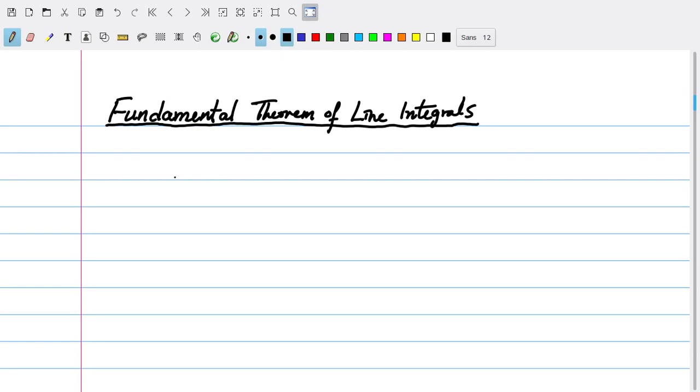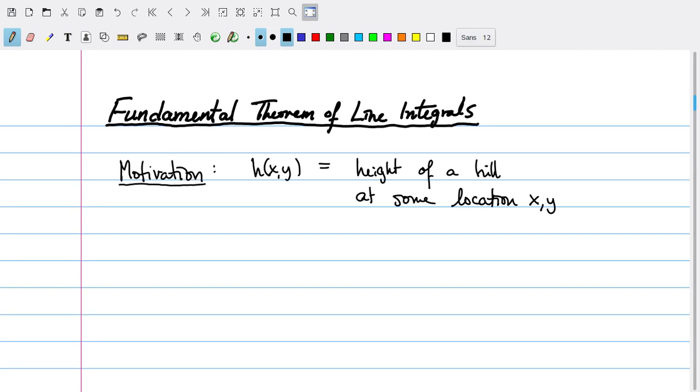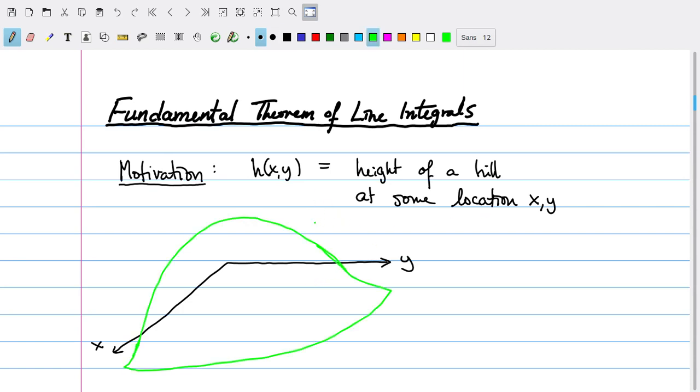To motivate our discussion, I want to start out by thinking about a function of two variables, h of x y, which denotes the height of a hill at some location x y. So, if these are my x and y axes, and this is my hill, maybe it has a little bit of grass or something like that, then z equals h of x y is exactly the surface of the hill. So at any particular x y value, the distance from the x y plane to the top of the hill is exactly h of x y.